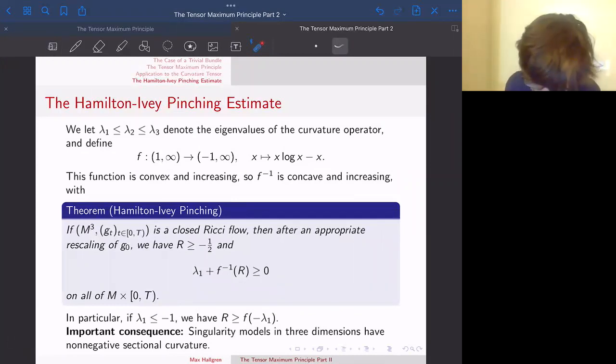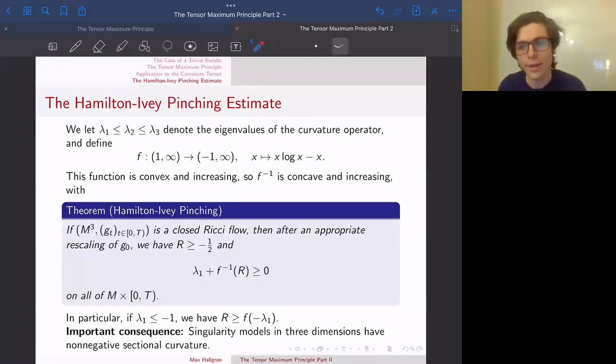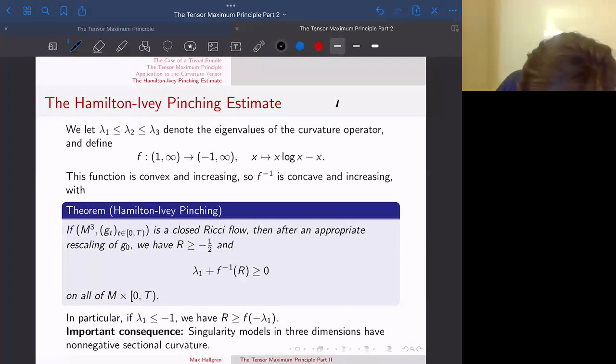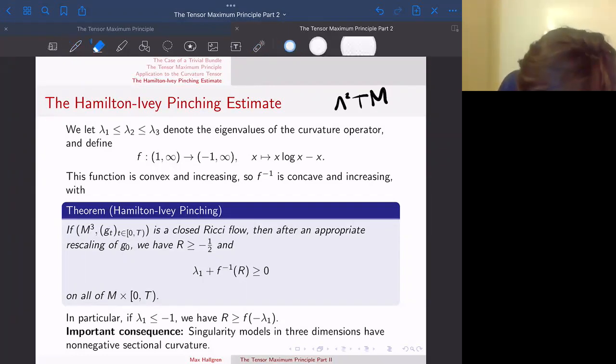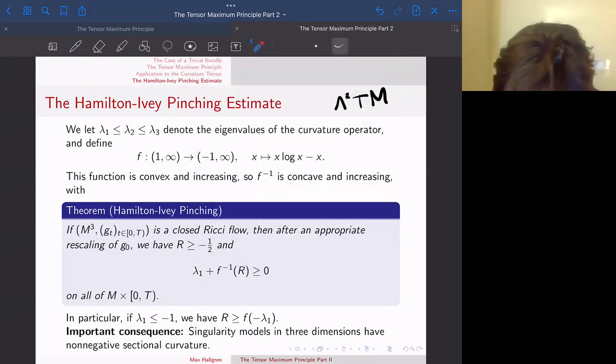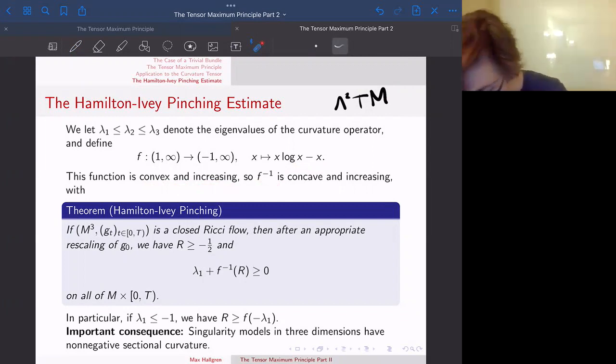Okay, so the last thing I want to talk about is this Hamilton-Ivey pinching estimate. So here we're going to let lambda 1, lambda 2, and lambda 3 be the eigenvalues of the curvature operator, as a symmetric operator on two forms. Sorry, on the wedge, well, on this space. Okay, and so we're going to consider this function, which increases just a little bit faster than x, right? So it's going to be convex and increasing. So it's easy to show that its inverse is going to be concave and increasing.